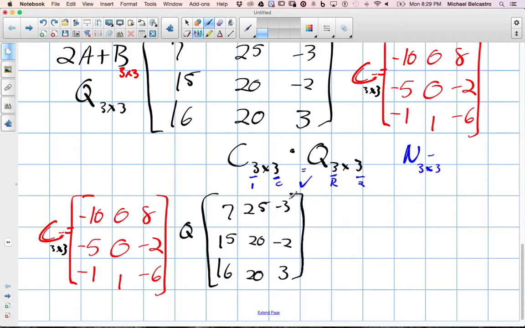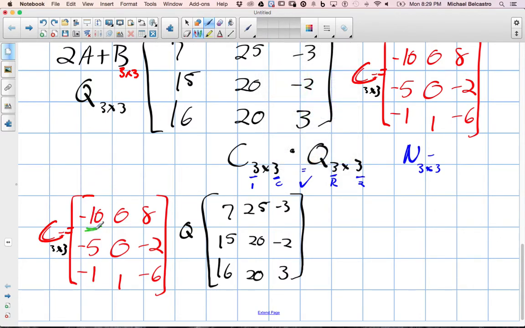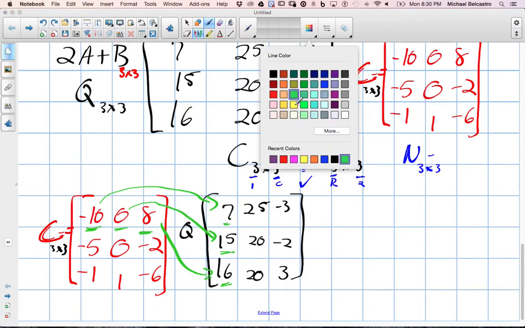So what we're going to do here is take our first value and multiply it. The first number in our row is multiplied by the first number in this column. The second number in this row is multiplied by the second number in the column, and the third number in the row is multiplied by the third number in the column. With that being said, we repeat that process.